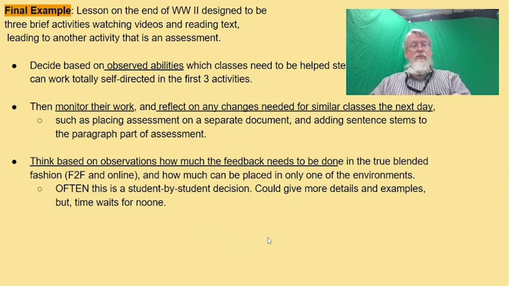And this final example, looking back to the World War II lesson where they had the three elements to review before they did the assessment, you can modify that based on the observed abilities. You monitor their work while they're doing the work. You monitor it in the physical classroom, but you're using the online tools to do it. Then you think, based on your observations of how they work, how much feedback needs to be done when you're actually sitting down afterwards and writing on their document.